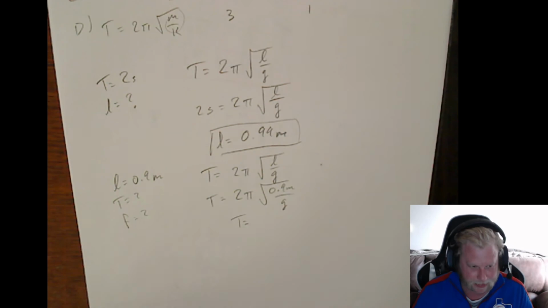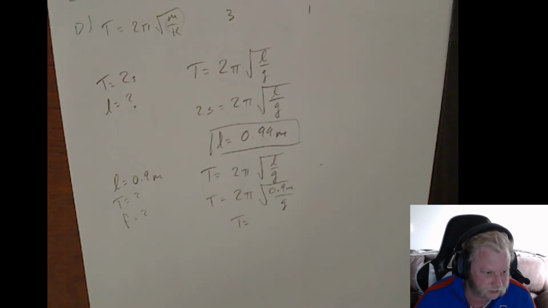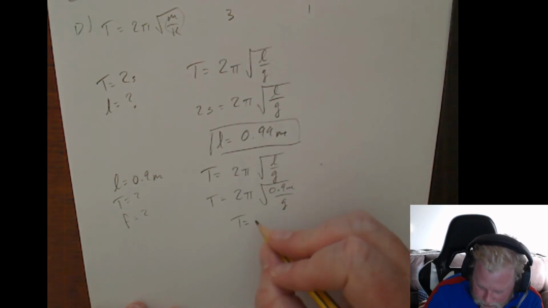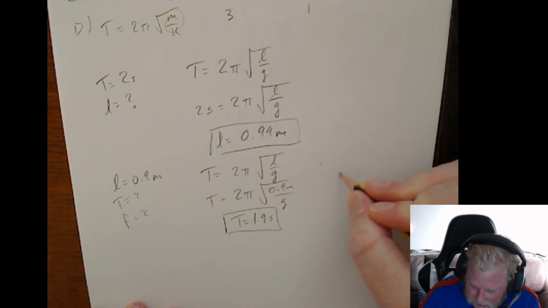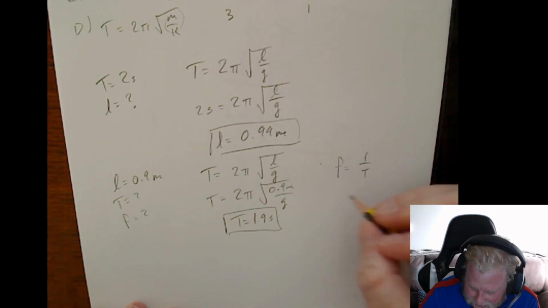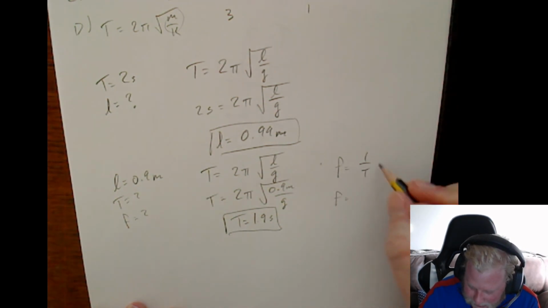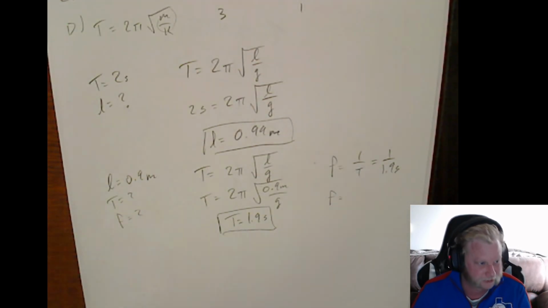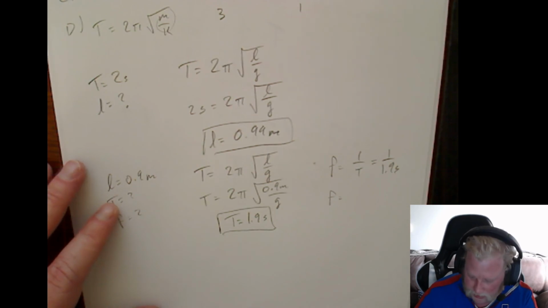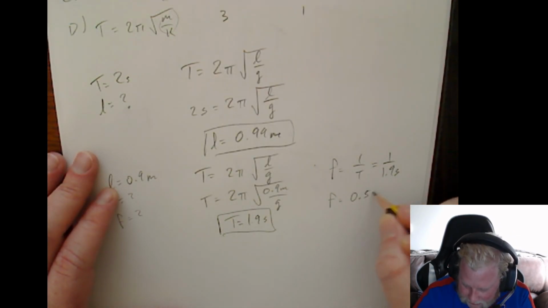So our period comes out to 1.9 seconds. And if we want the frequency, it's just the inverse of your period. So 1 over 1.9 seconds. So our frequency comes out to 0.525 hertz.